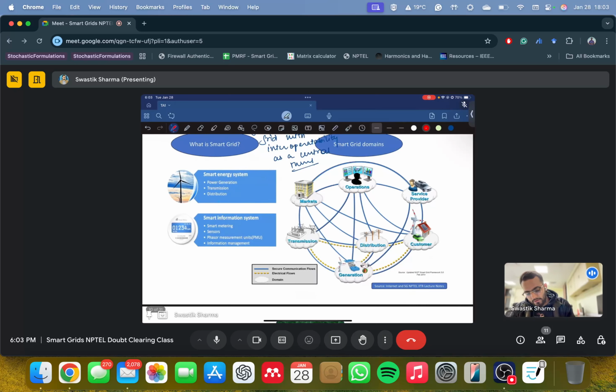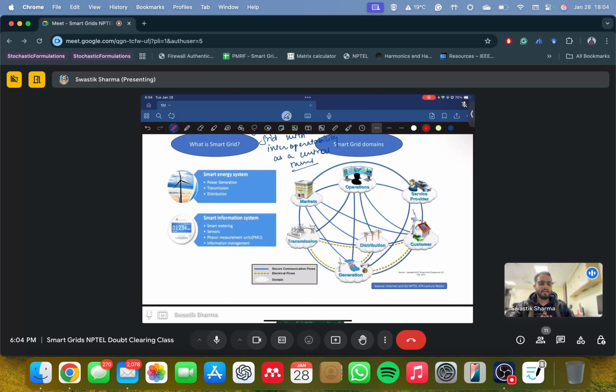Also, you want smart information systems as well. So you want smart meters at every home for people to see what their consumption is in real time, and that is only possible using smart meters. We will come to what smart meters do next. You want sensors to sense what the voltage, frequency, or electrical current is at a particular node or a particular line. You have these phasor measurement units. I'll come to that later.